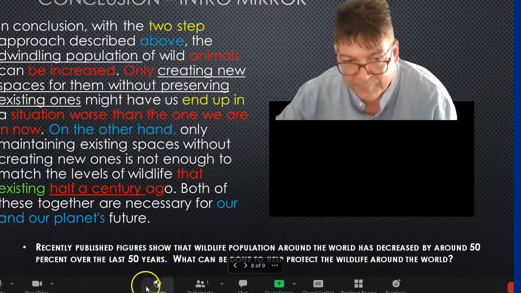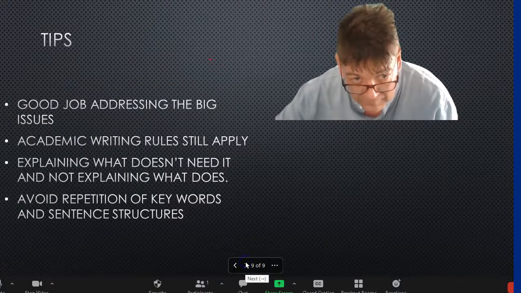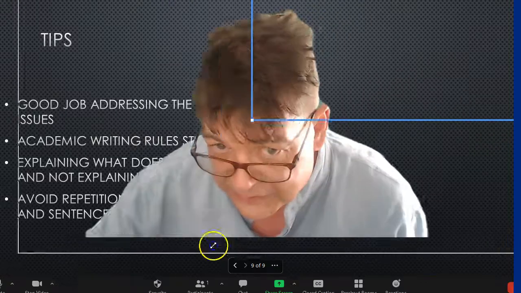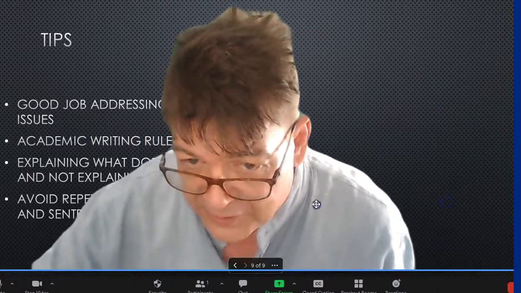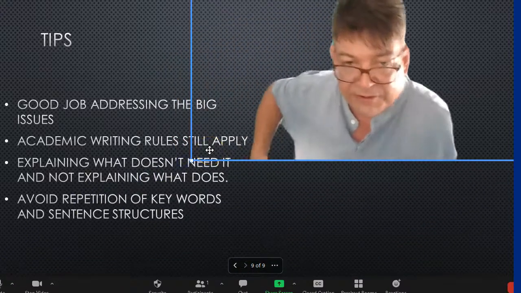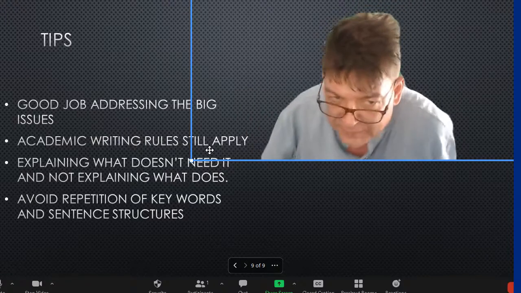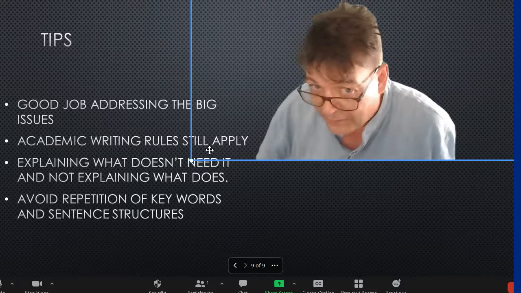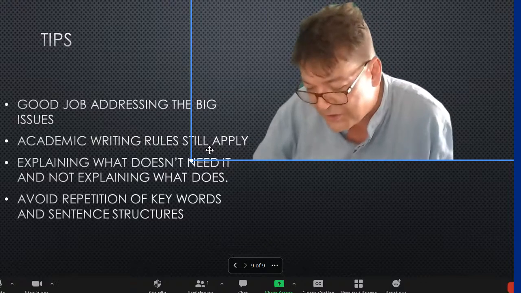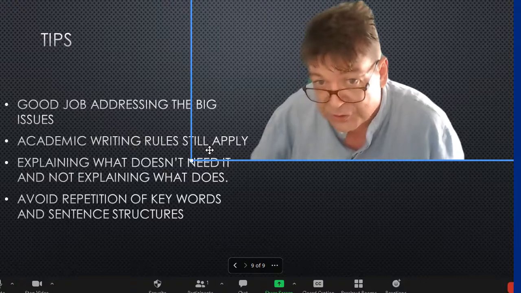Last tips. Good job addressing the big issues in your last essay. So what I mean there is topic sentences. Your paragraphs had clear topic sentences and were focused. But academic writing rules still apply, even though it's general training. You're explaining what doesn't need explaining and not explaining what does. And as I mentioned, avoid repetition of key words, which you're okay at now, and also structures.